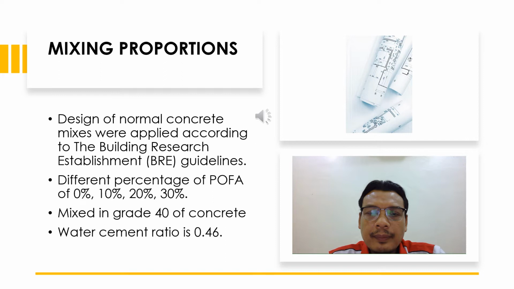This is the mixing proportion utilized in this study. Design of normal concrete mix was applied according to the Building Research Establishment, BRE, guideline. Different percentages of POFA of 0%, 10%, 20%, and 30% were applied. Mix in grade 40 of the concrete, water cement ratio is 0.46.